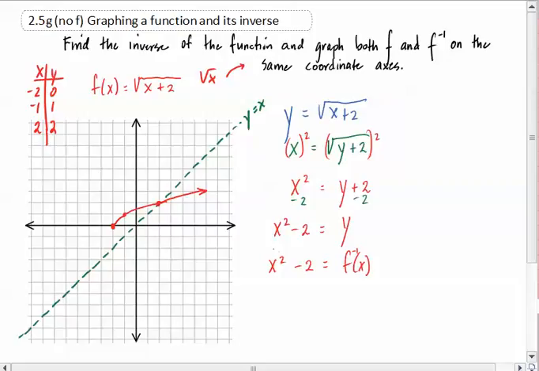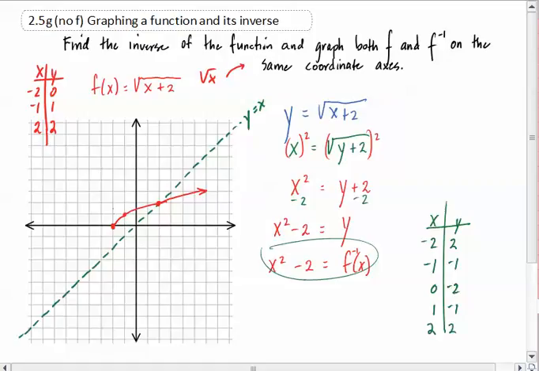Okay, so now let's graph this one right here. I'm going to give myself a table of values, and you notice the domain on this one could be anything. I didn't just have to start at negative 2 or greater. So I'm going to put in negative 2. That gives me 4 minus 2, which is 2. I'm going to put in a negative 1. That gives me a negative 1. I'm going to put in 0. That gives me negative 2. Put in 1. Gives me negative 1. And then if I put in a 2, I'm going to get a 2. So let's put these points on.